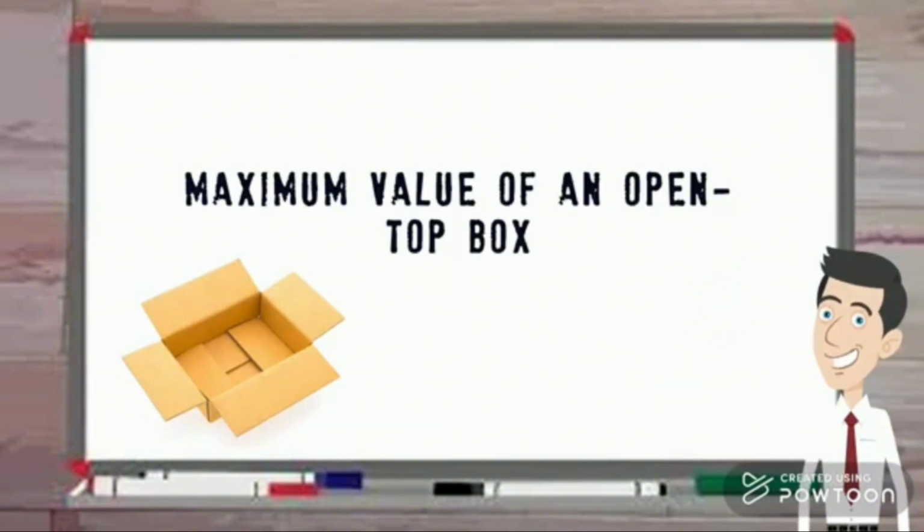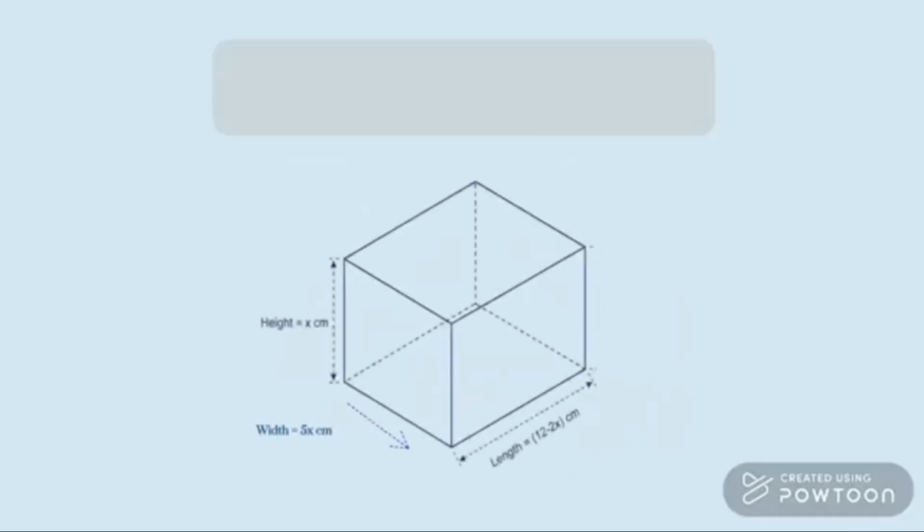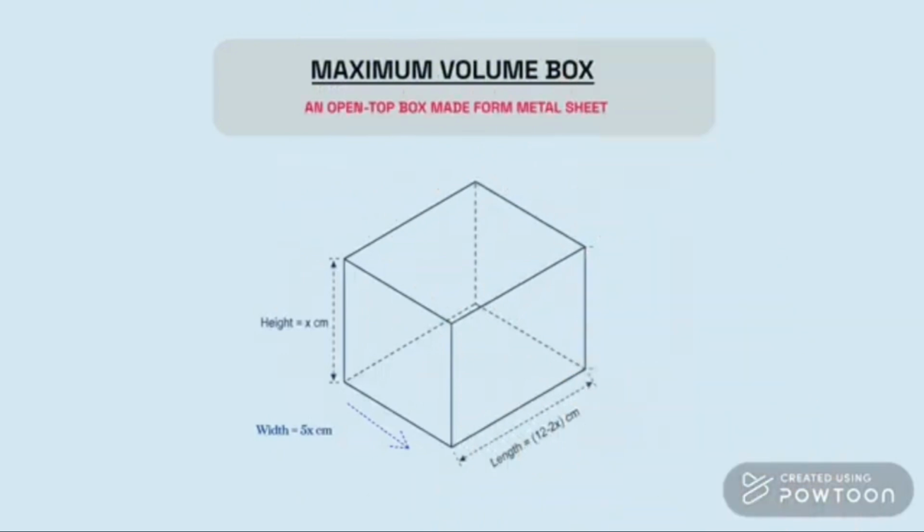So, we understand our goal is to maximize volume. Let's begin solving this problem together. First, let's visualize our box. We are folding up edges from a rectangular metal sheet to create an open top box. The height of our folded edges is x centimeters.